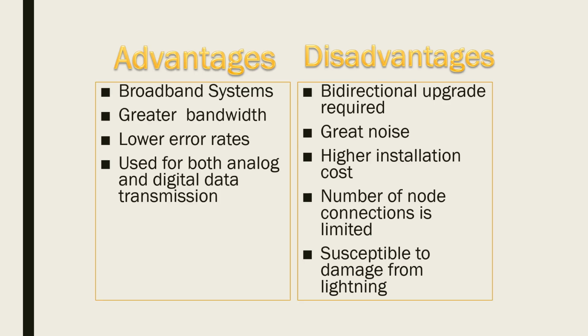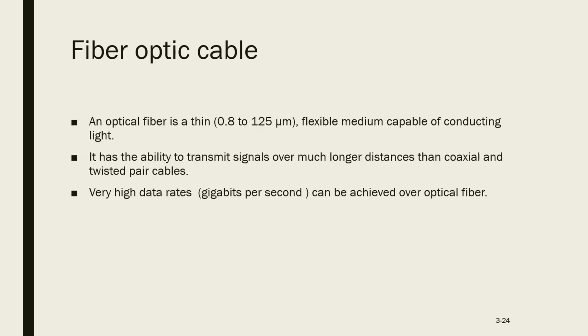Coaxial cables are mostly used in broadband systems and provide greater bandwidth with lower error rates. They are useful both in analog and digital data transmission. They have higher installation cost, the number of connection nodes is limited, and they are susceptible to lightning.